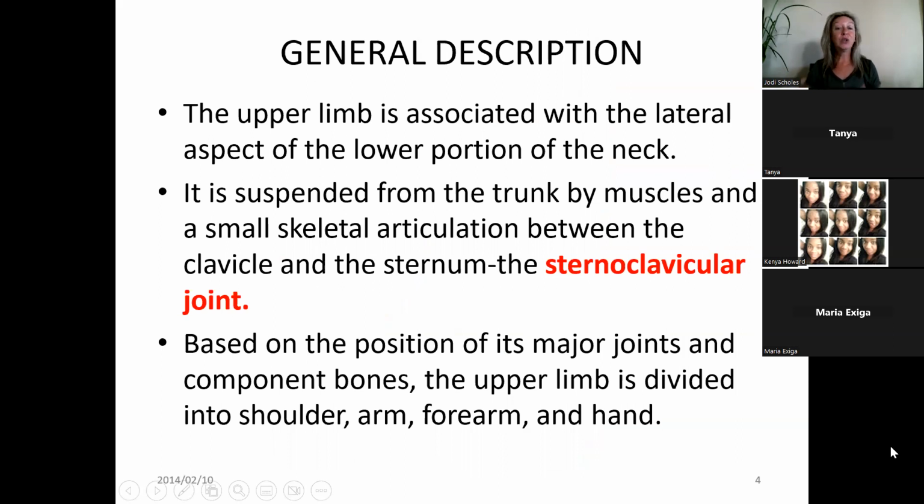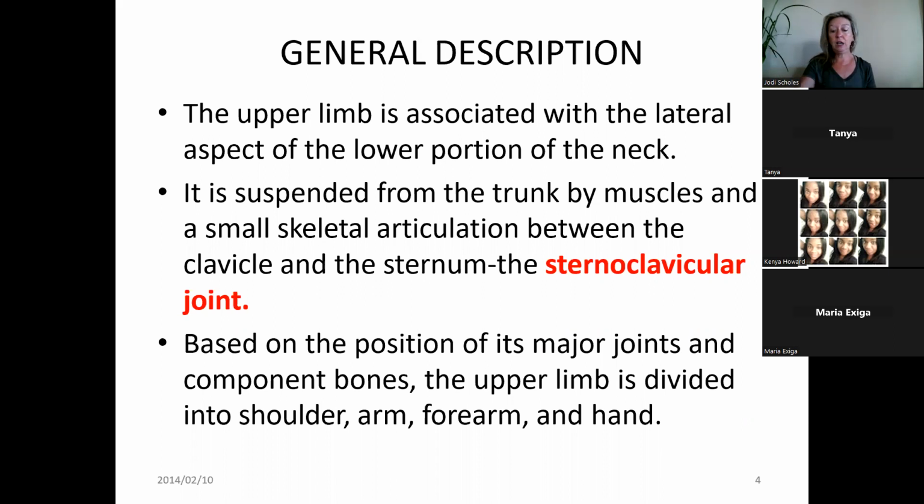There we go. So we're going to be talking at first about the upper limb. And this upper limb is also associated with the lateral aspect and the lower portion of the neck. The arm is suspended through the shoulder joint. And this upper body also includes the skeletal articulation, as it says here, between the sternum and the clavicle. So we need to know those general regions, and that's where our muscles are going to be layered on top.